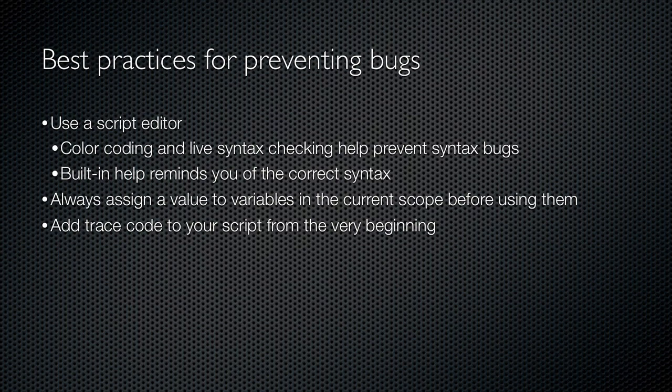One way to do that is to use a script editor to write your scripts. Features like color coding, code hinting, live syntax checking, and so forth can all help prevent basic syntax errors. Built-in help also makes it more convenient to look up the correct syntax when you need to. Of course, you do have to remember to use these features for them to be helpful. And aside from syntax errors, you can prevent many logic errors by simply being sure to assign a value to any variable before using it in the current scope. And since debugging is all but inevitable in a more complex script, save time and make debugging easier by adding trace code using Write-Debug right from the outset.